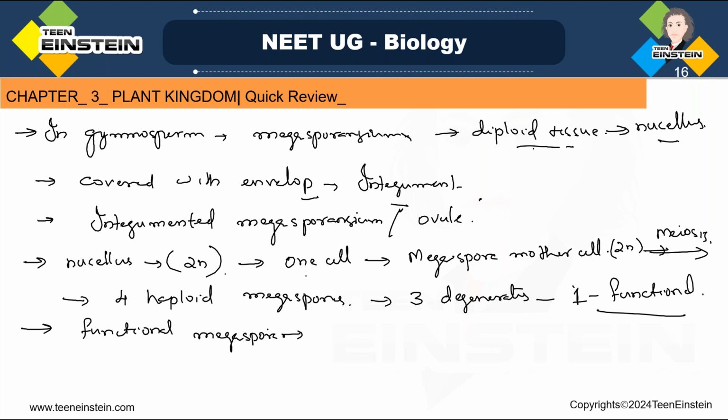The functional megaspore germinates inside the megasporangium, and that develops into a multicellular female gametophyte, which is called endosperm. Here the functional megaspore is germinating inside the megasporangium, and it is developing into a multicellular female gametophyte, that is also called endosperm. Clear?